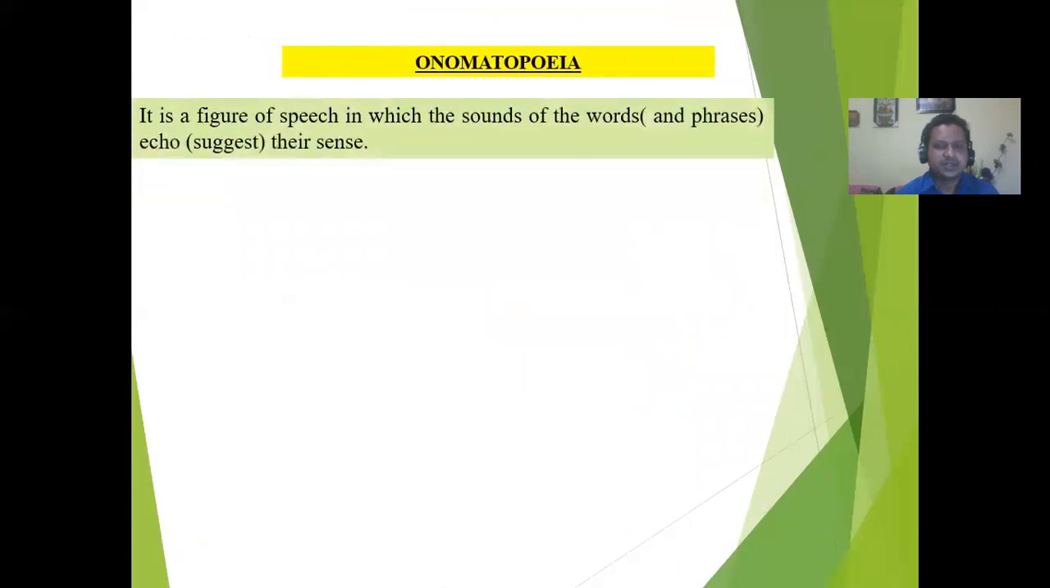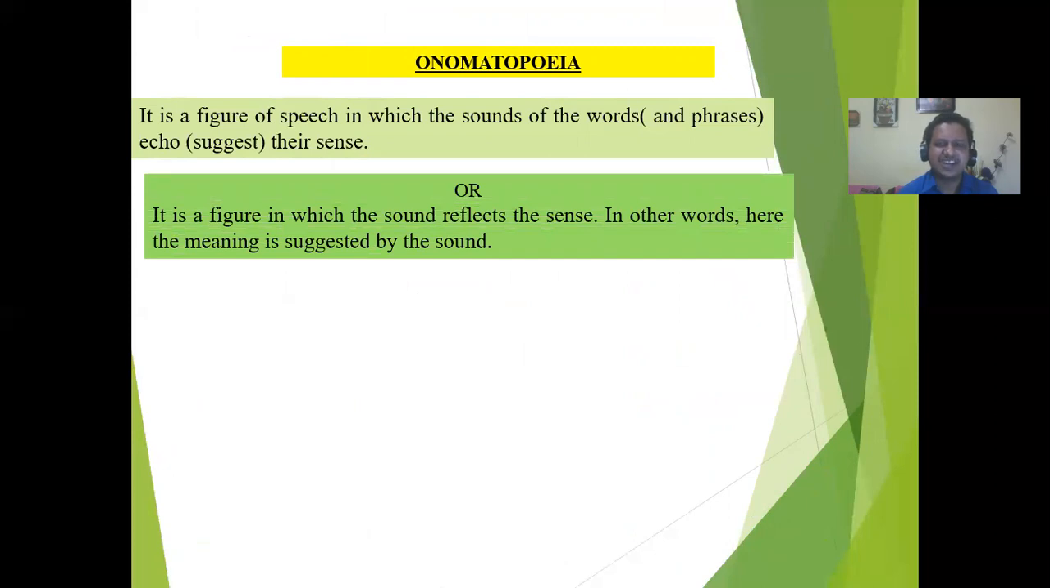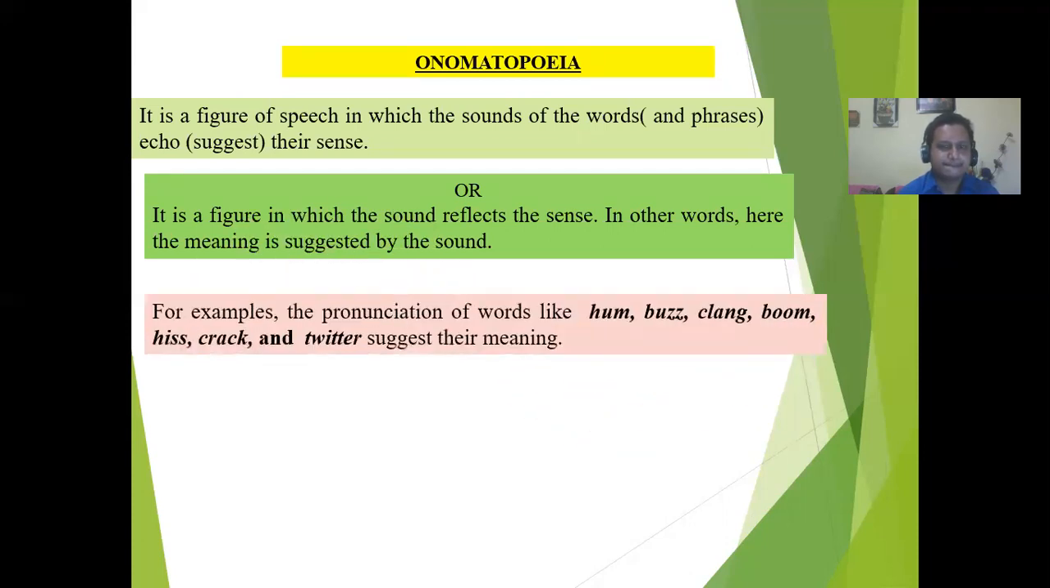Onomatopoeia. What is onomatopoeia? It is a figure of speech in which the sounds of the words and phrases echo or suggest their sense. Or it is a figure in which the sound reflects the sense. In other words, here the meaning is suggested by the sound. When you hear the sound, you will easily understand where the sound is coming from. For example, the pronunciation of words like hum, buzz, clang, boom, hiss, crack, and twitter suggest their meaning. You can easily understand what the words suggest.